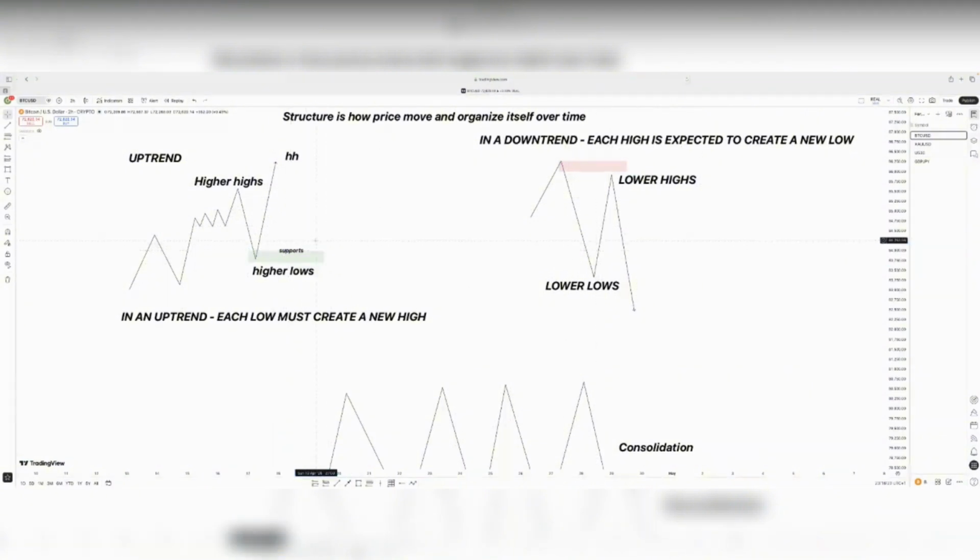Support. And the support zone is where we expect buys to happen from. In a downtrend, the highs are called resistance. And resistance zones are where we expect price to sell from. I hope you are getting it.